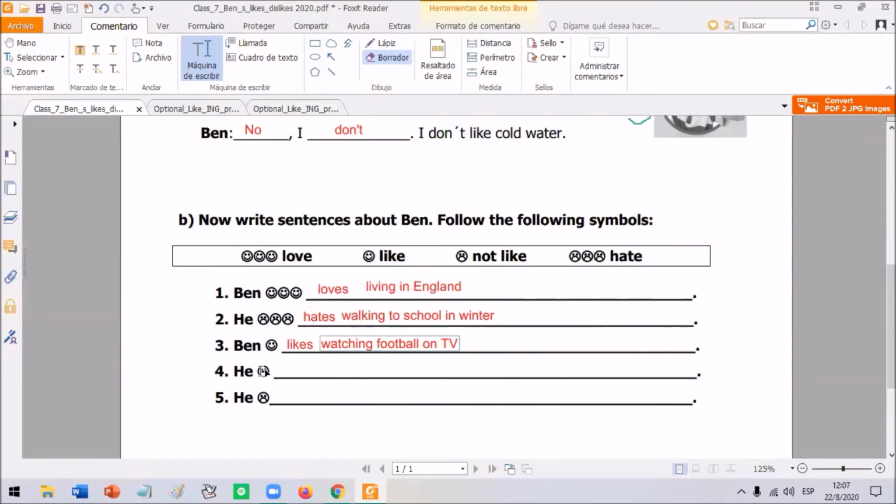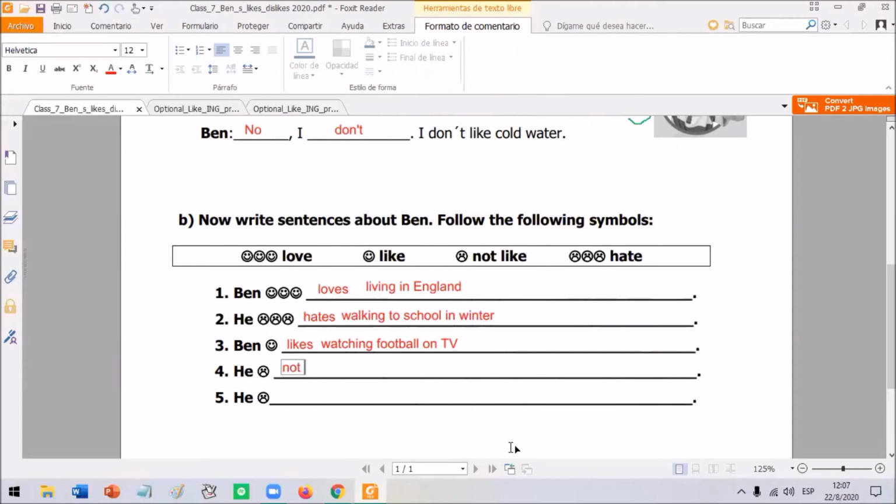He, okay, one sad face. Here says not like. So it's like in the negative form. But I cannot say not like here. No, it doesn't make any sense, okay? Y algunos quizás de ustedes están pensando, okay, le agrego la S porque hablo de él, not likes. No, trata de hacer un poco de memoria, ¿sí? De cómo habíamos aprendido que se forman las oraciones negativas. ¿Qué pasa con este no? ¿En qué se va a transformar si hablo sobre Ben? Sobre él.